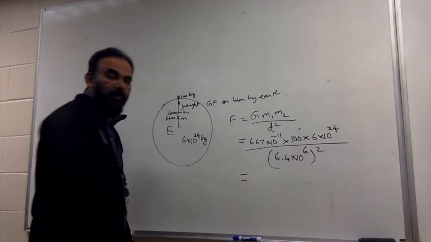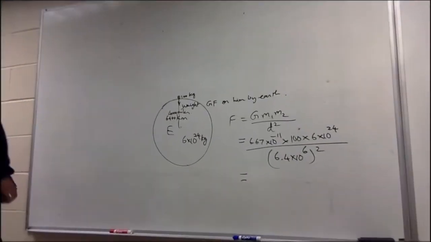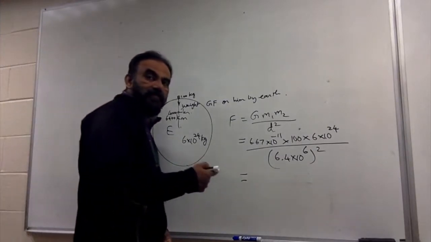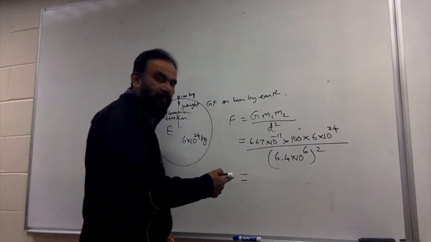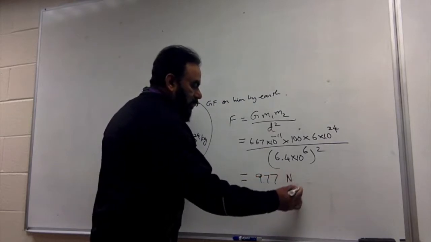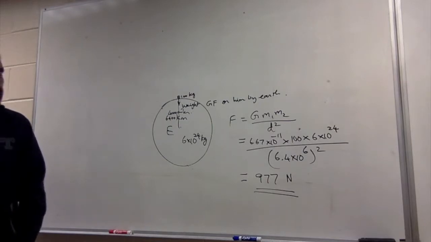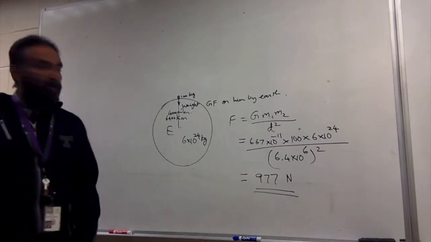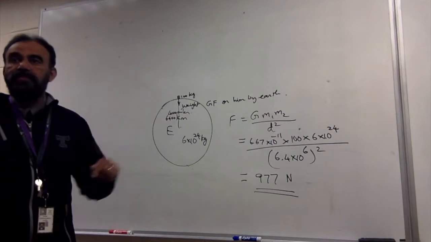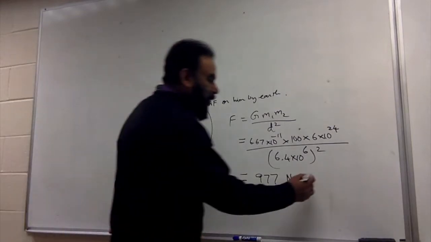Can you do this calculation quickly? Tell me the answer. Take your calculator out. What's the answer? 977. 977 newtons. That's the force between him and the Earth. In other words, the Earth is pulling him with 977 newtons. That is what we normally call weight.